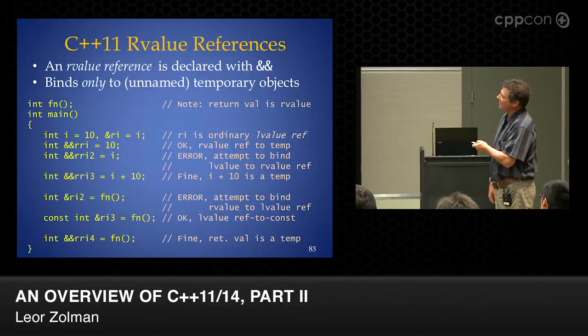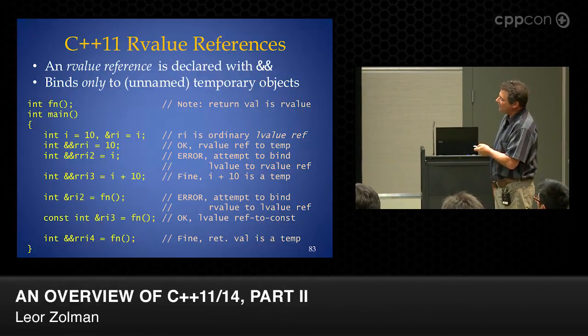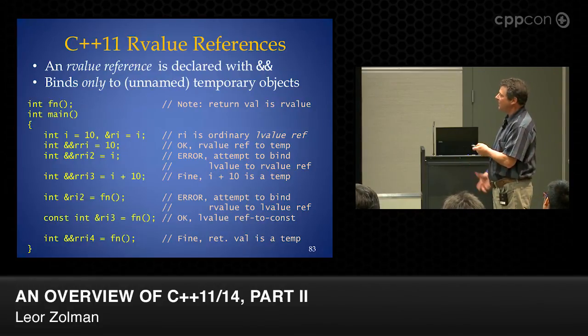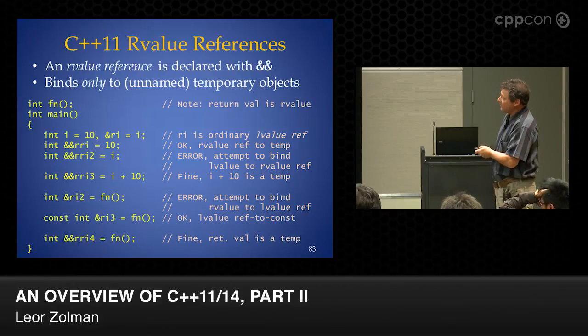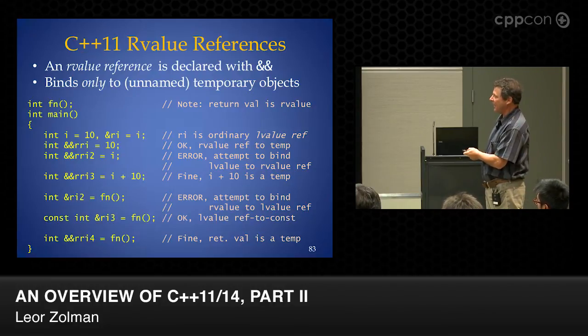So here's an int, and here's an L value reference that can be bound to an L value i. Here's an R value reference that can be bound to an R value 10. Right? 10 has no address. It's an R value. Attempting to bind an L value to an R value reference is an error and won't compile. Attempting to bind an expression like i plus 10 to an R value reference is fine, because this is a temporary. It has no address.